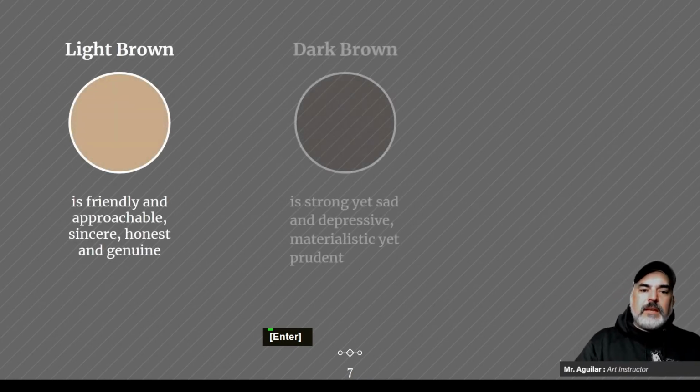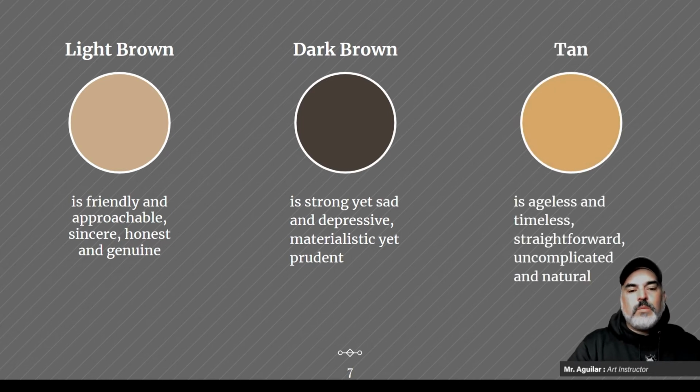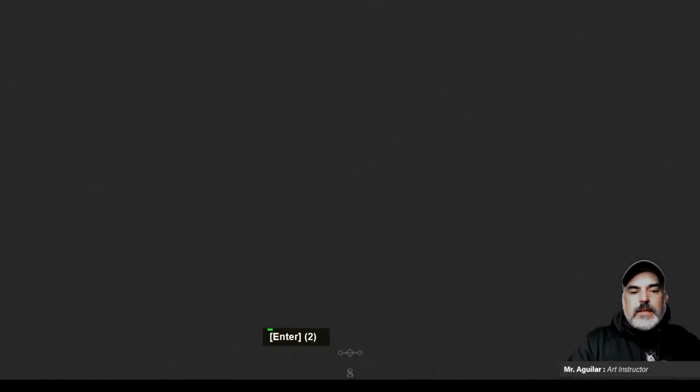So again, if you want to add some animations, it's really easy to do. We went over it in the tutorial, but I understand if you guys might need some extra advice on how to do this. So these are different types of brown: light brown, dark brown, tan. They each have their own meaning, so I have that included on there. And here's some other variations of the color.